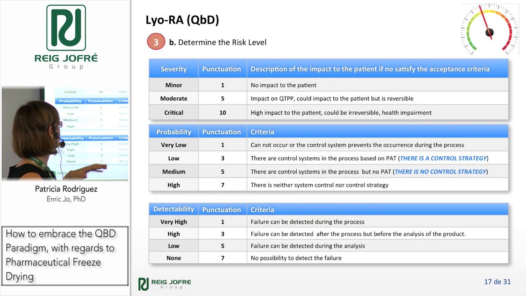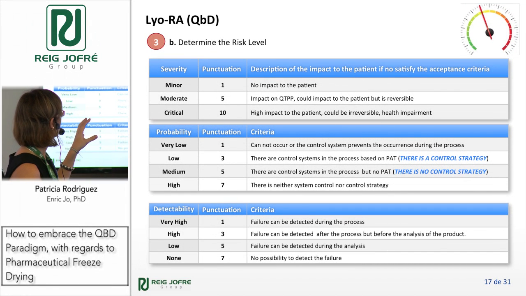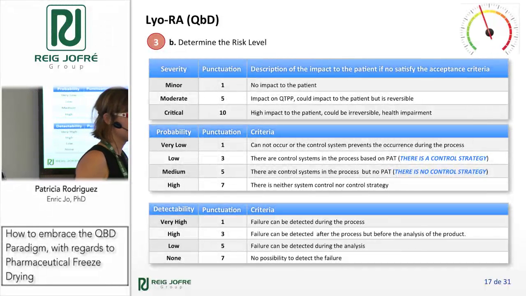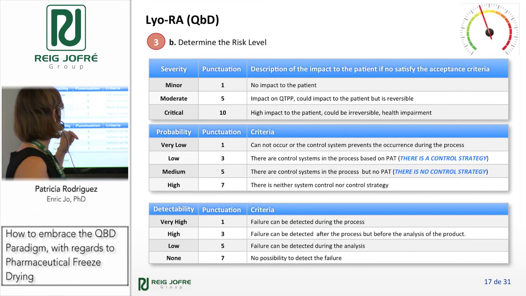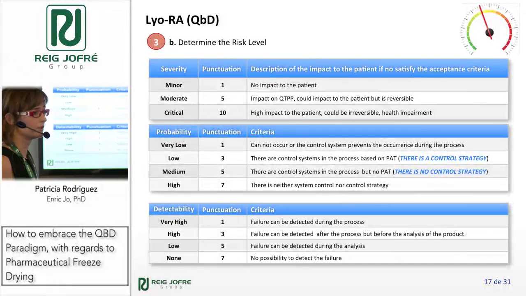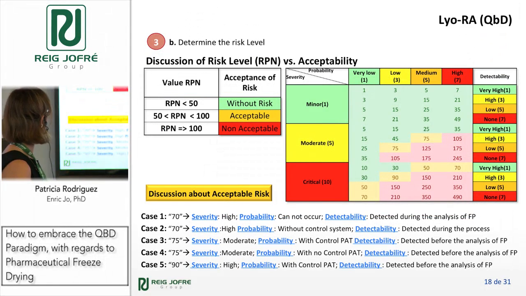The difference is that maybe it cannot occur, or the equipment avoids the occurrence of the failure. Or we have a control system based on PAT. We could also have a control system without PAT. And the last one, if there is nothing, so no control system. And in the case of detectability, from very high to none, depending on the probability to detect them.